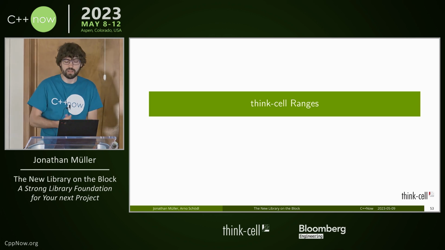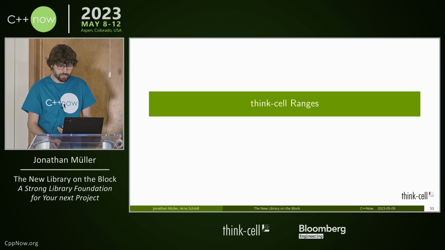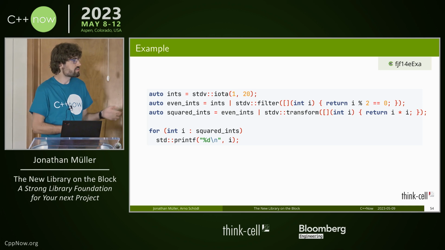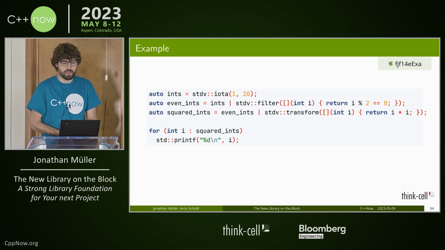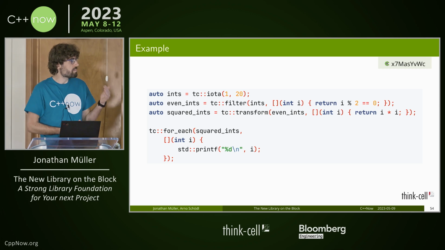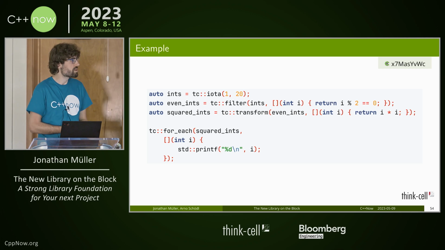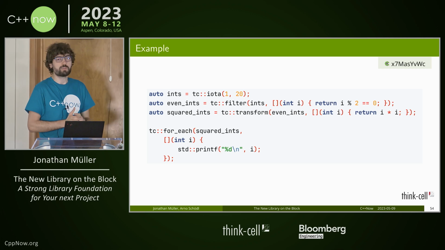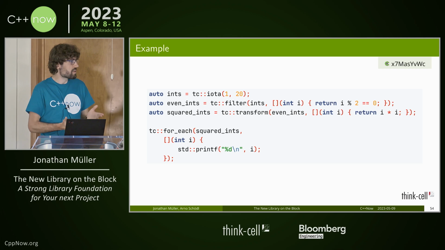Okay, so the core of the library, and this is what it started about, is an alternative range implementation. So this is some basic code using standard ranges. We get some integers from 1 to 20. We filter them using filter, then we square them using transform, and then we iterate and print them. And you can write the same sort of thing with think-cell ranges. It looks very similar. The main difference is that we do not have the pipe operator, we don't overload it. We were hoping for a language solution instead of having to add all that infrastructure and complexity. And instead of a range-based for loop, we always use TC for each. More on that later. But otherwise, it's the same.